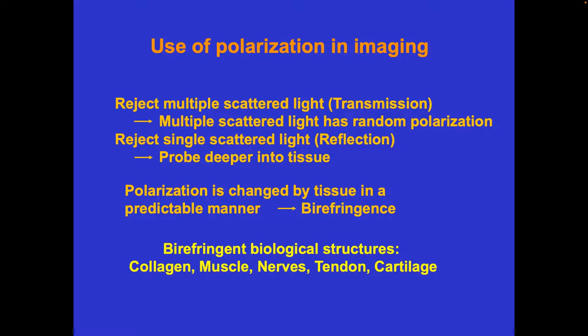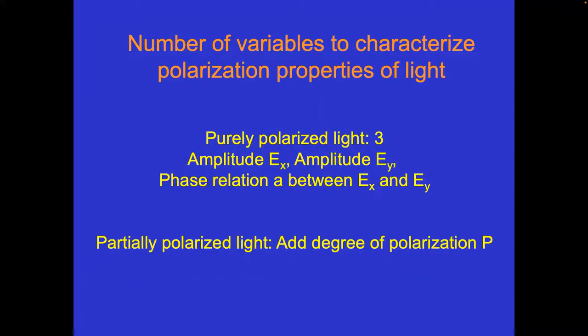So birefringence is that effect where one state is delayed with respect to the other, and it occurs in biological structures like collagen, muscles, nerves, tendons, and cartilage. Basically, all fiber structures have this property of birefringence. There are many fiber structures in the body, so you can use it as a contrast method for all these different things. So the question then is, how can we measure it?